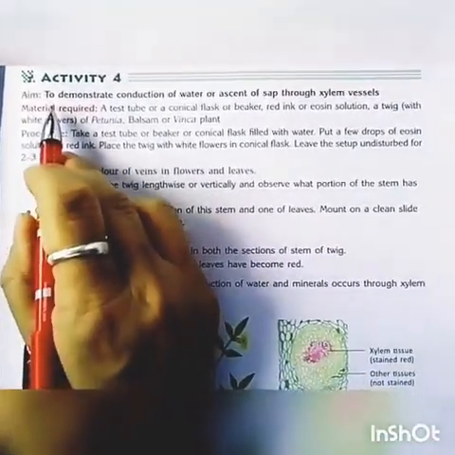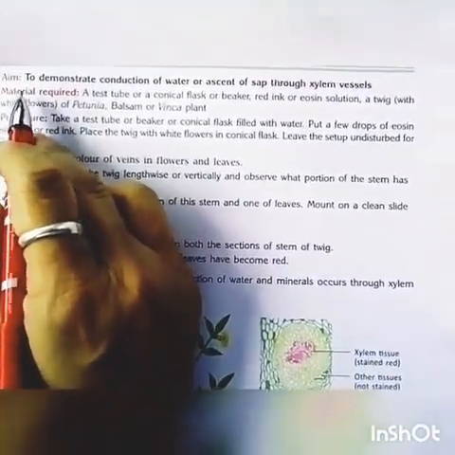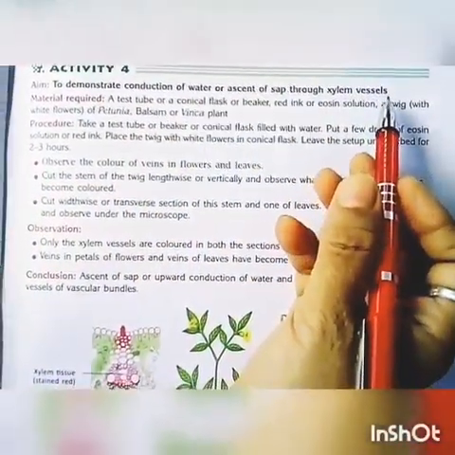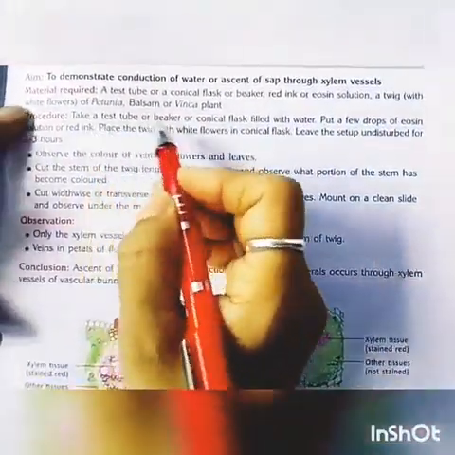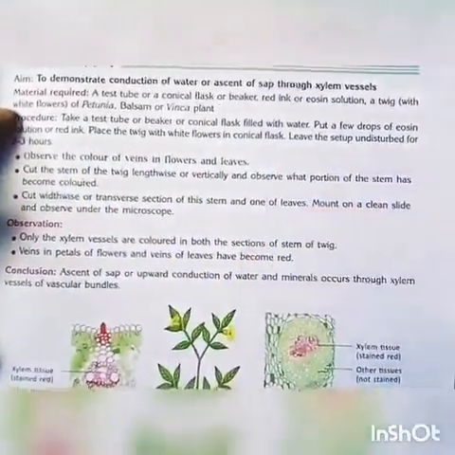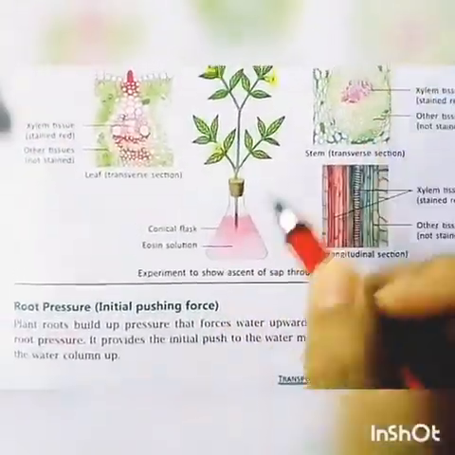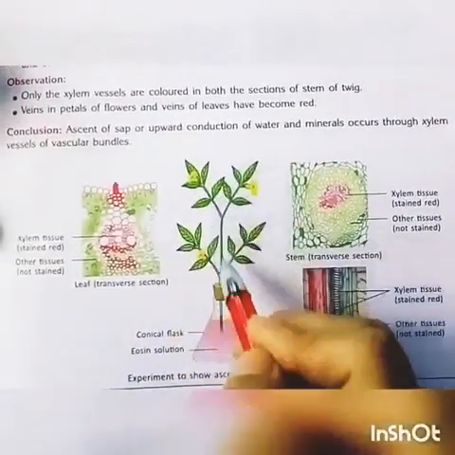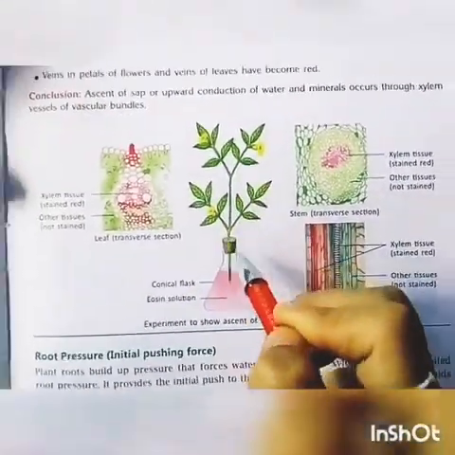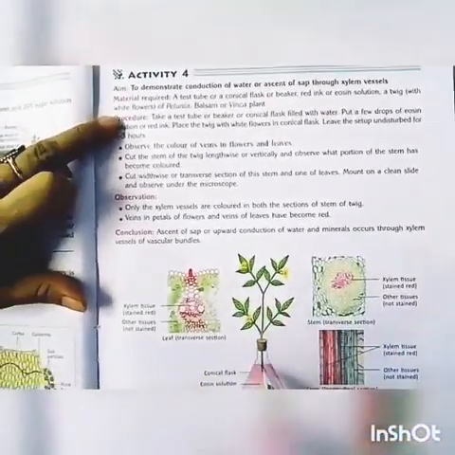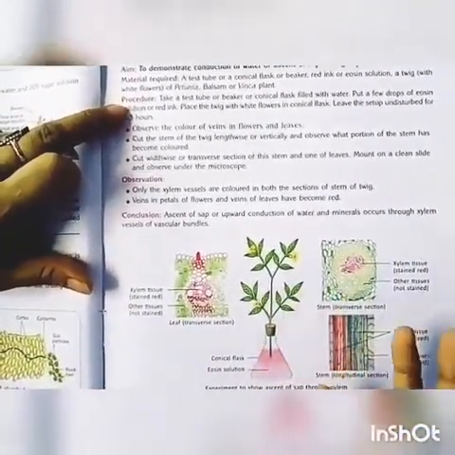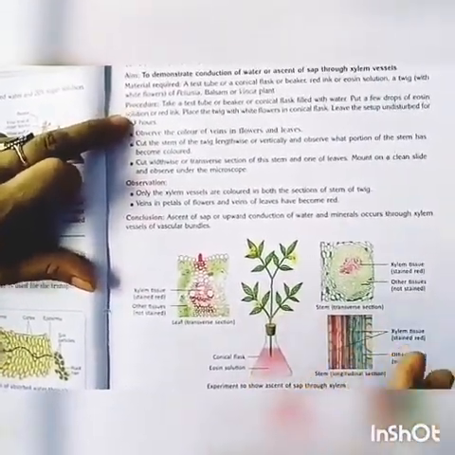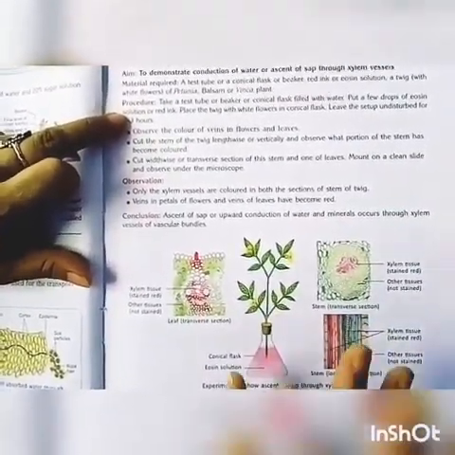Just now we have discussed that water is moved by the xylem vessels. To demonstrate conduction of water or the ascent of sap through the xylem vessel, what is the material required? A test tube or conical flask. This is the conical flask. Red ink solution. This is the red ink solution. A twig. This is one twig, a small branch of a plant with flowers. It can be a balsam plant, a petunia plant, or a vinca rosea plant. Any small herbaceous plant can be taken.